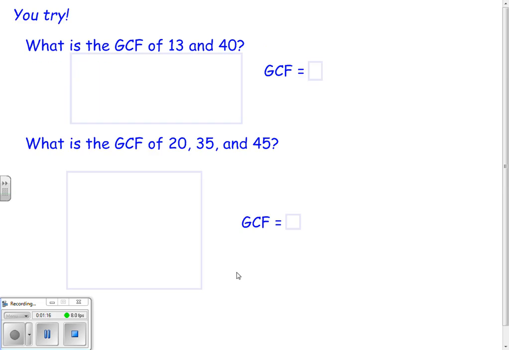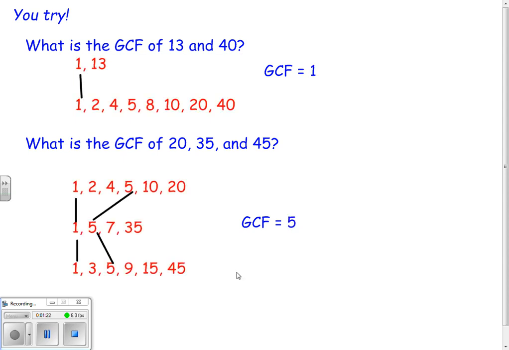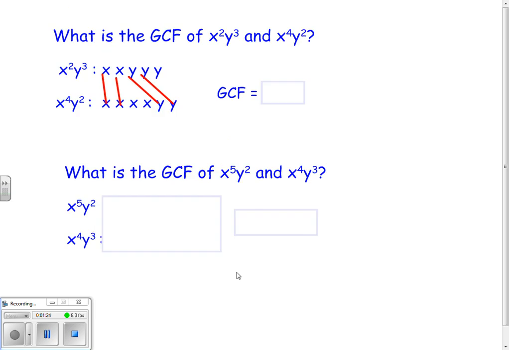Pause the video to do the you try. They're going to give you letters as well. So if you take a look, they want the GCF of x squared y cubed and x to the fourth y squared. So I've listed them out.